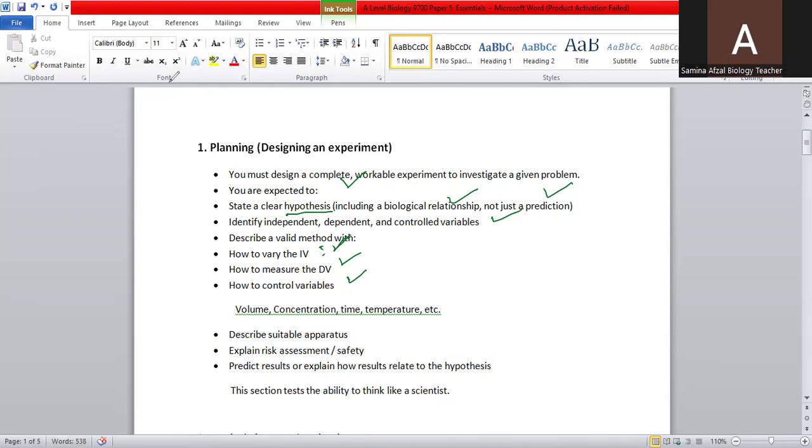Then, how to control variables? You must know which variables should be controlled. They are volume, concentration, time, temperature, etc. These are the major ones which should be controlled. Next, you have to describe a suitable apparatus, how to fix it, and how to set it up for that investigation. All these things need to be written in your answer script.